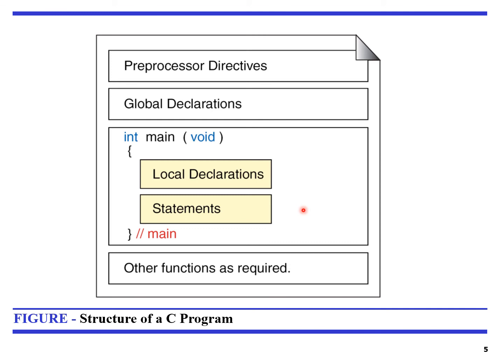Then statements. Statements here are expressions, assignments, function calls, or control flow statements which make up C programs. Then other functions as required. This is nothing but user defined functions. Every C program may contain one or more user defined functions.